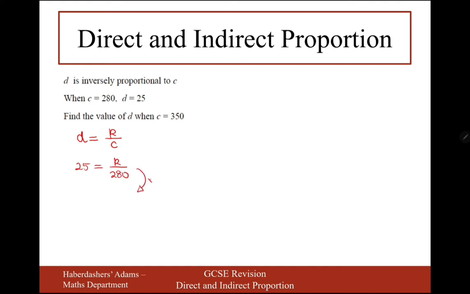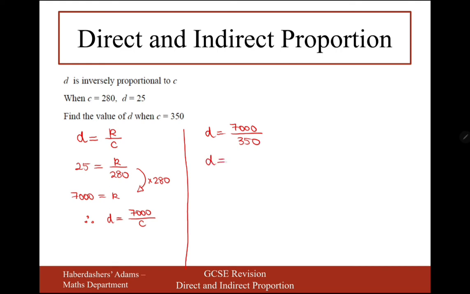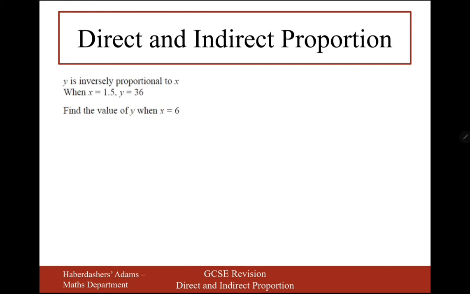To work out K, let's multiply both sides by 280. So 25 times 280, that gives me 7,000. Equals K. So therefore the formula is D equals 7,000 divided by C. Okay, find the value of D when C is 350. So D equals 7,000 divided by C, which I want to be 350. Okay, so divide that by 350 and we get 20. So the answer for D is 20 in this question. Okay, let's move on to the next one then. Pause the video and give this one a go.